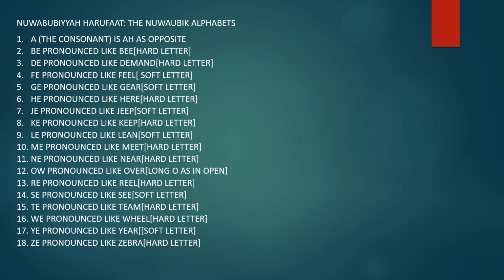ra. Okay, so the 14th letter is the letter C. It's pronounced C, like the English word see. And this is a soft letter. And so that means every time an A precedes it or comes after it, it is pronounced sa, sa, right?